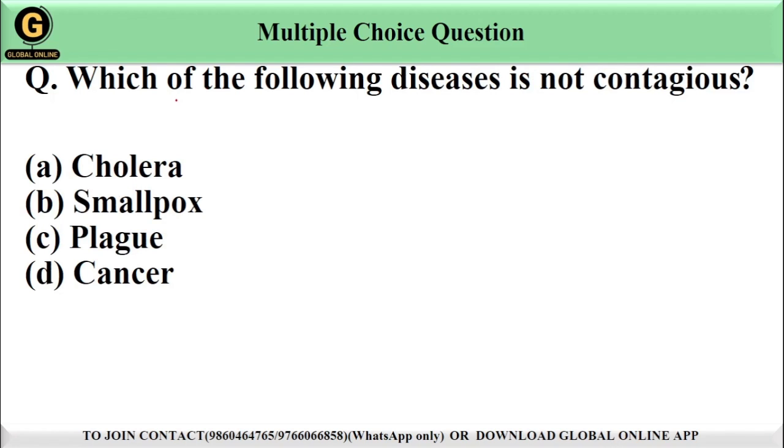Which of the following diseases is not contagious? We have options here. A, cholera. B, smallpox. C, plague. And D, cancer. So guys, cancer is a non-contagious disease.